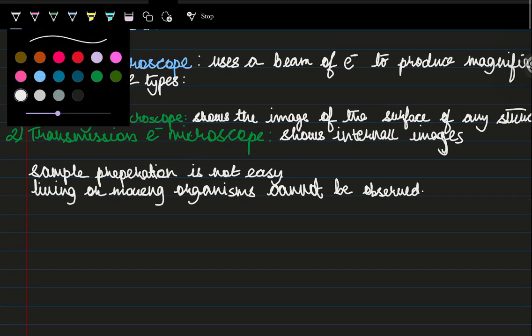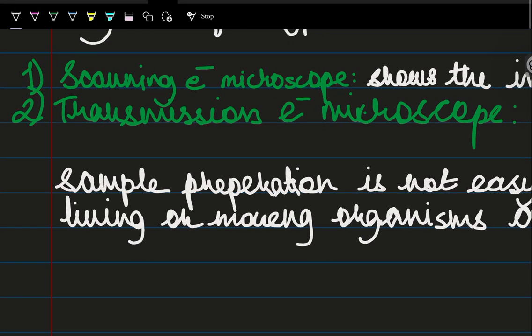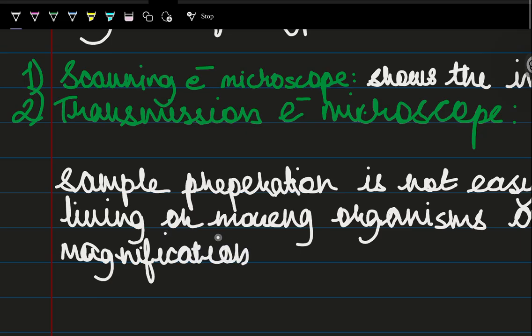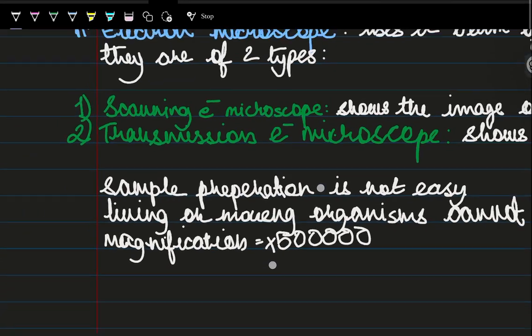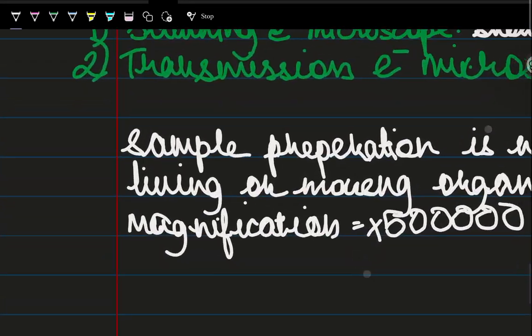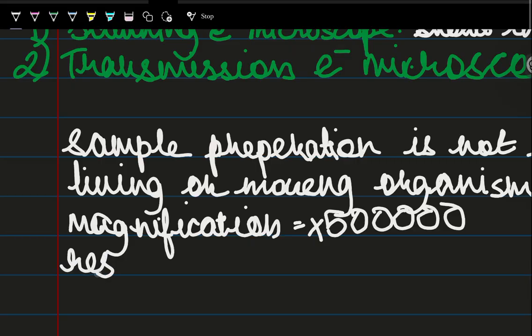Now let's talk about the magnification. So the magnification here is huge, massive. So the magnification goes up to 500,000x. That's how high it can go. And the resolution is also pretty high. It can see objects that are 0.5 nanometers apart.